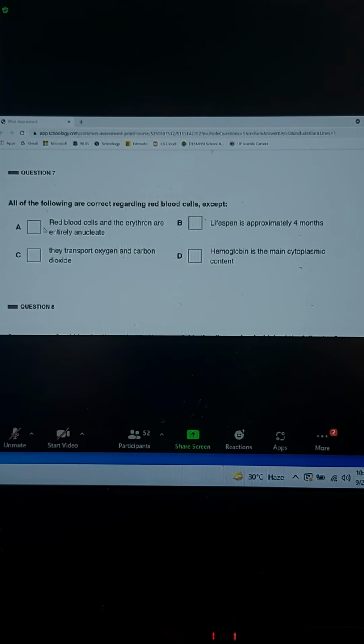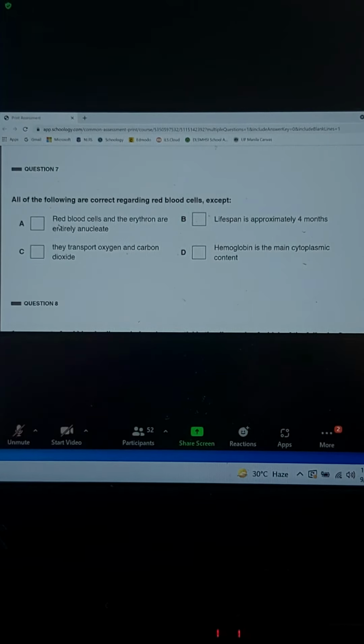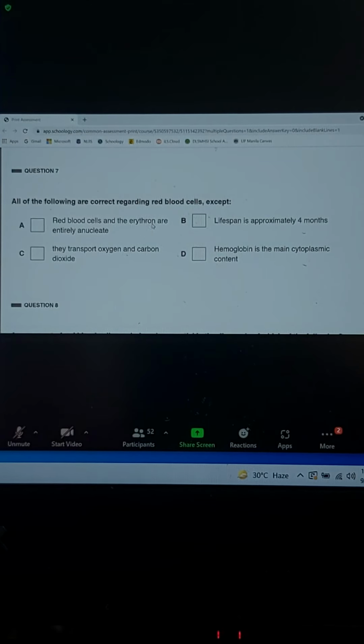So, sabi sa letter A, red blood cells and the erythron are entirely anucleate, which is not true. Red blood cells, yung mature red blood cells natin, they are anucleate, but the red blood cell precursors, called your erythron, di ba, they have nucleus. So, mawawala lang ang nucleus after kay orthochromatic normoblast.